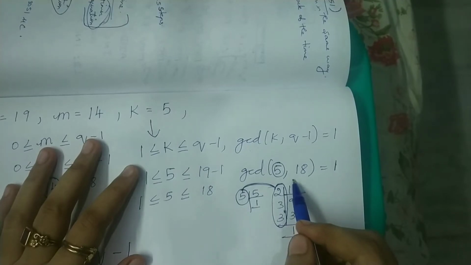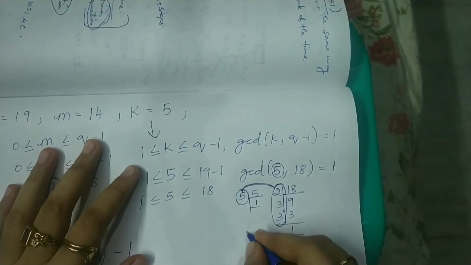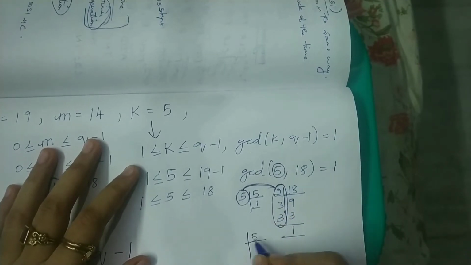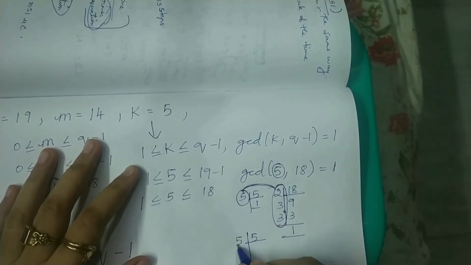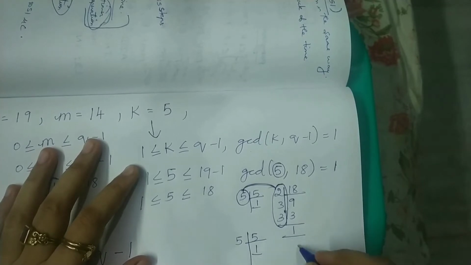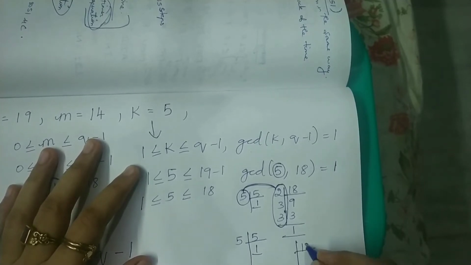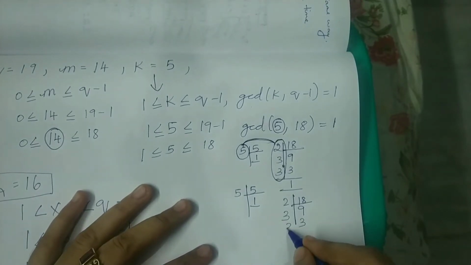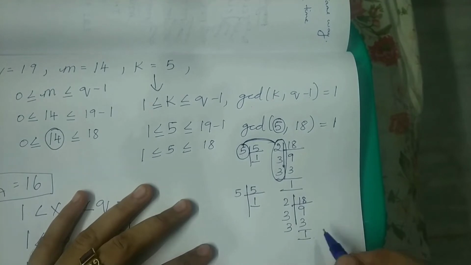So now I'm going to do GCD for these two numbers. So for 5, in 5 tables it will go. So I'm getting 1. Then for 18, I'm doing it in 2 tables. So 9 times it will go. Next 3 tables. So 3 times, again 3 tables, I'm getting 1.